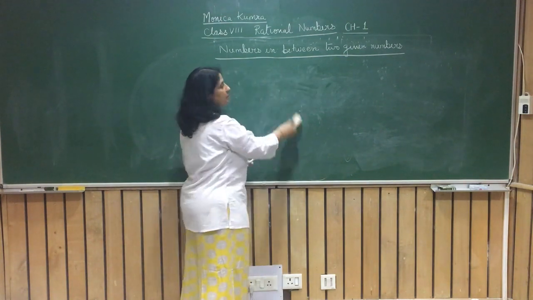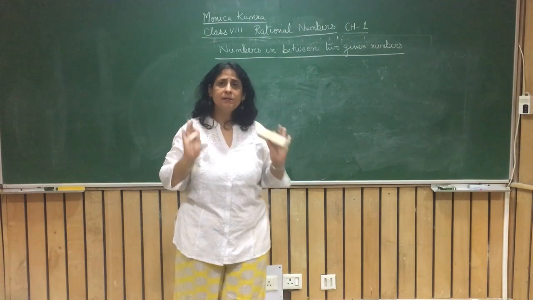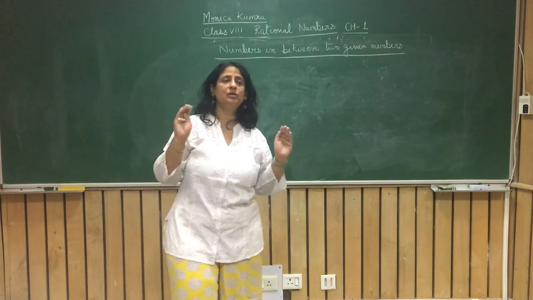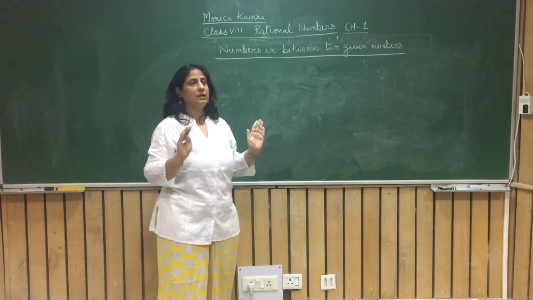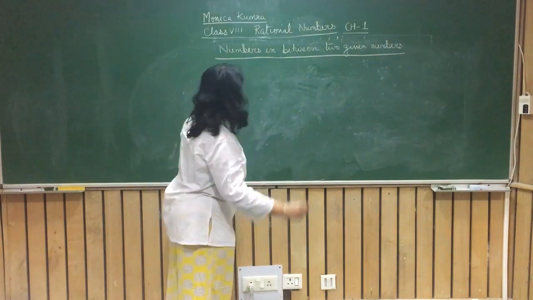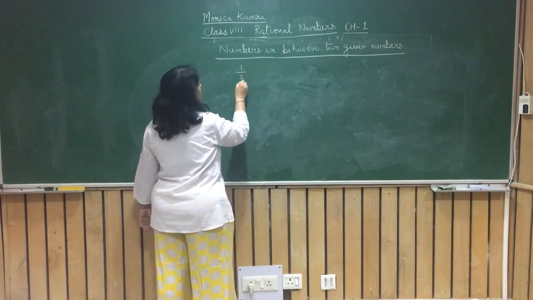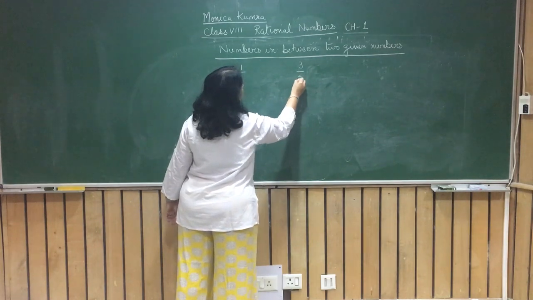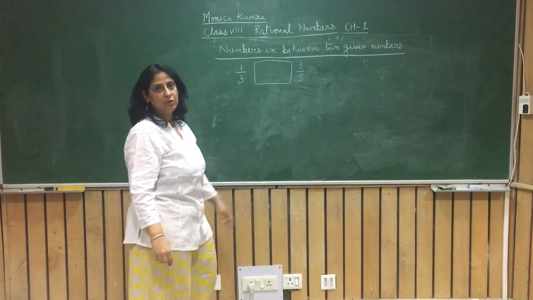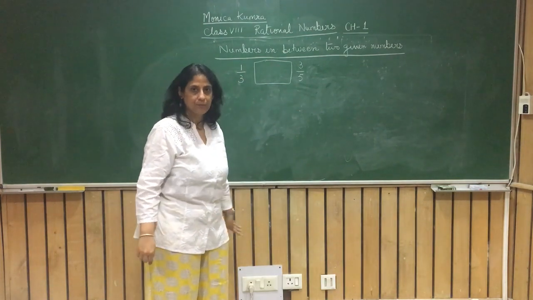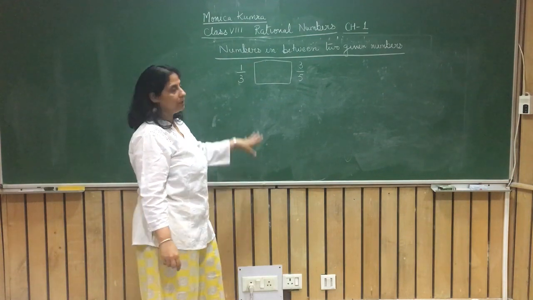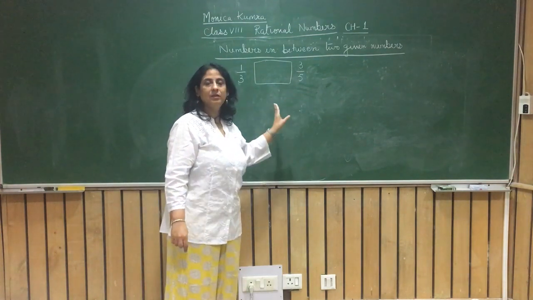How will we find numbers between these two numbers? There is a very simple technique of fractions, equivalent fractions, which you have done in your junior classes. By this method we are able to find numbers between two given numbers. Suppose I have been given two fractions, 1 by 3 and 3 by 5, and my question is to find numbers between these two given fractions. Clear?